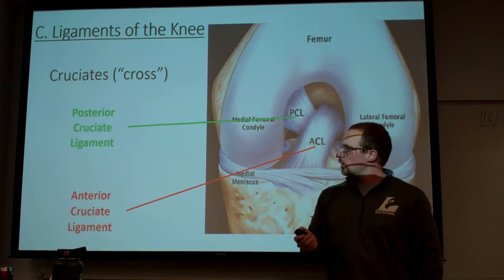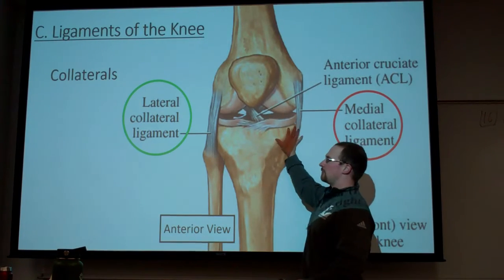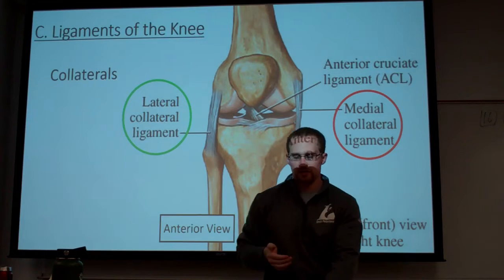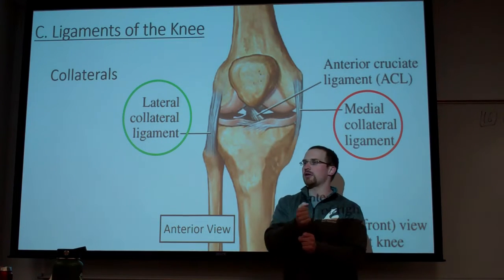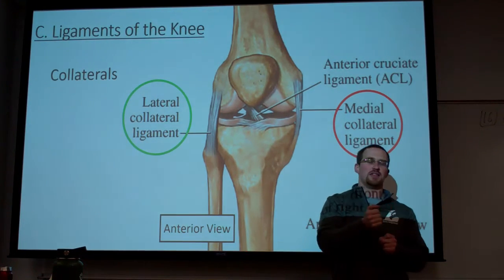So again, quick review here. Collateral ligaments. They prevent excessive motion medially and laterally, or prevent excessive motion in that frontal plane.